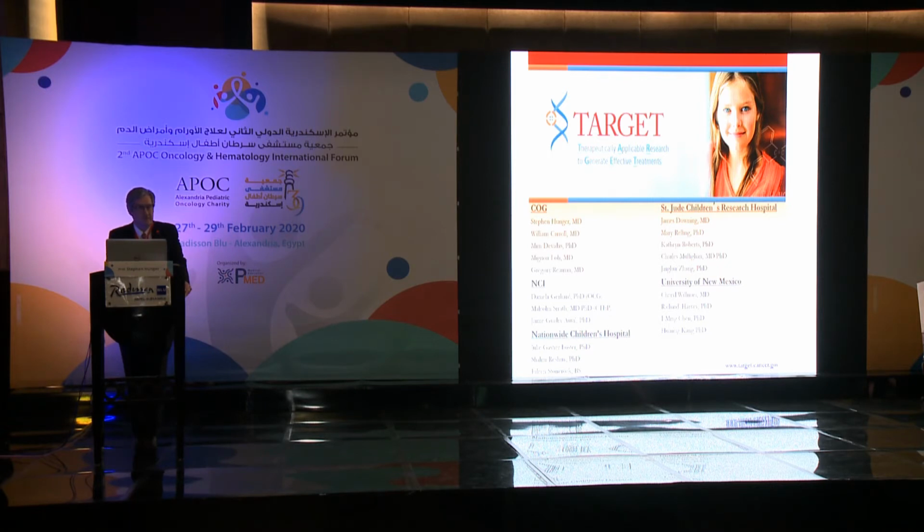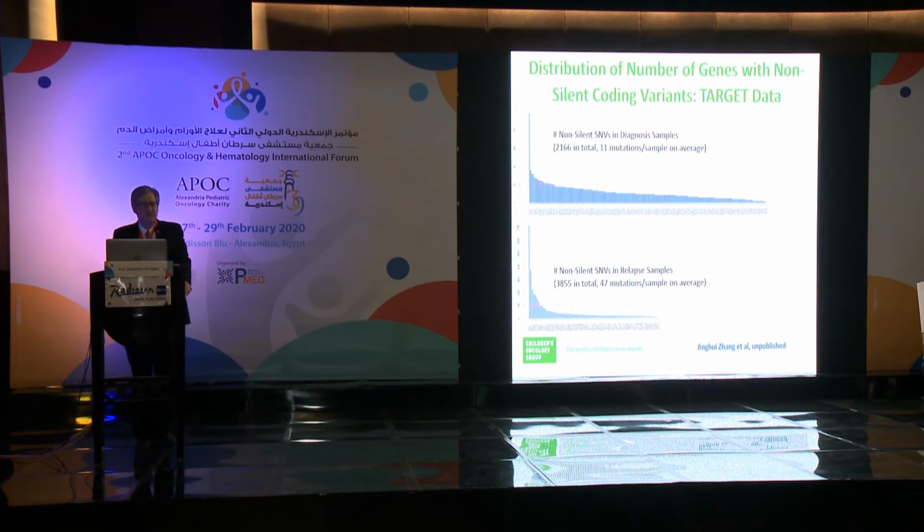We've published quite a bit and have more to publish, and this starts to look at the number of genes with non-silent coding variants at the time of diagnosis. At the top, we see the number of non-silent single nucleotide variations in the coding regions of genes that change an amino acid. On average, there are 11 mutations per sample, and almost all have less than 20, which is that dotted red line. At the bottom are samples obtained at relapse, and here there are 47 on average, and many have more than 100 changes present. So there are many more mutations present at the time of relapse.